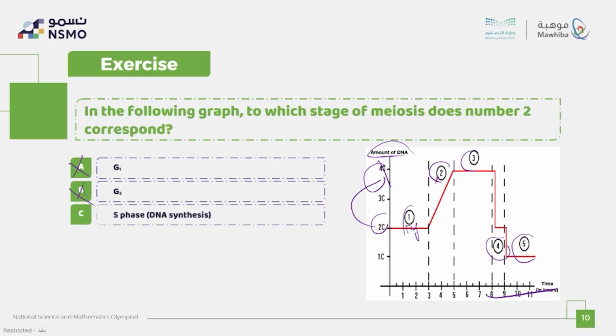What about C, S-phase DNA synthesis? Here, DNA replicates, increasing from 2C to 4C, matching point 2. So this is the right answer. But let's keep going with D, meiosis 1. DNA decreases in this stage, matching 4, not 2. So this is also wrong. So the right answer is C, S phase DNA synthesis. Do you get it now?